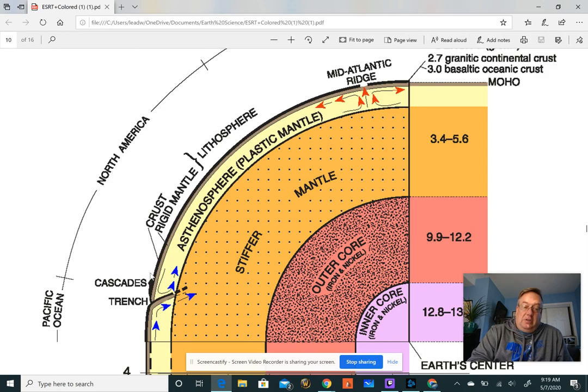All right. And on the other side here, on the other side of the Cascade Mountains, which is on the west coast, you have the trench, okay, and you have crust that's going down and melting. Okay. Now, from there, you go into what we call the asthenosphere, which is the plastic part of the mantle. Not that it's made of plastic, it's just that it behaves differently than the stiffer mantle. So think of it kind of as a solid that flows like a liquid.